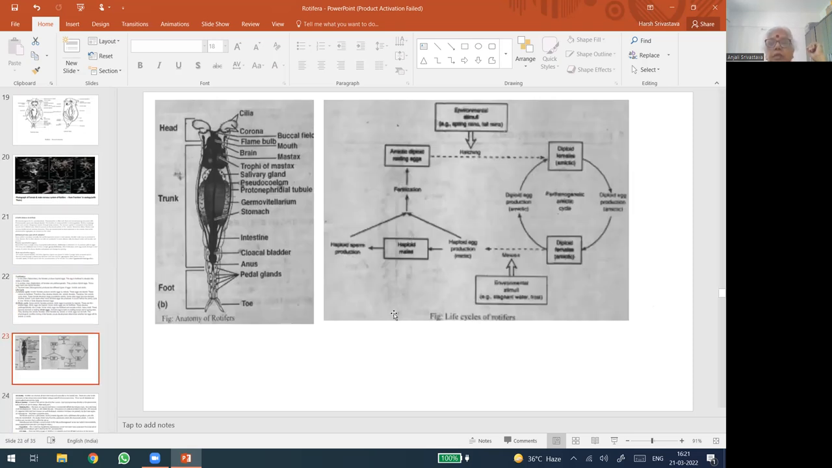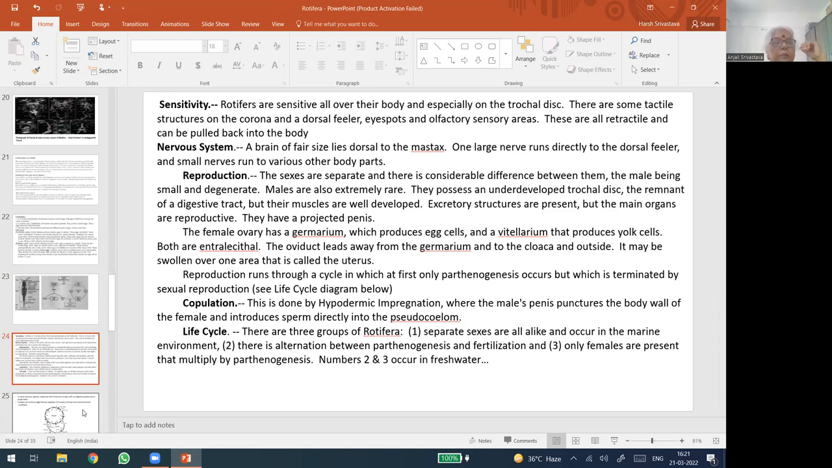So this is the amictic and mictic cycle. This is not very clear here, so I am giving you another figure in which this mictic and amictic cycle is very clear. Now the sensitivity: rotifers are sensitive all over the body and especially on the trophi disc. They have structures on the corona and the dorsal feeler eye spot. These things we have already discussed, and the copulation is done by hypodermic impregnation. This is also done now.